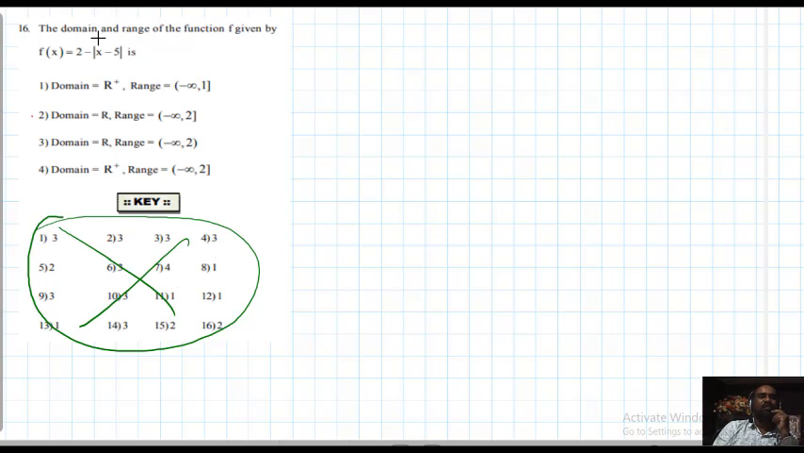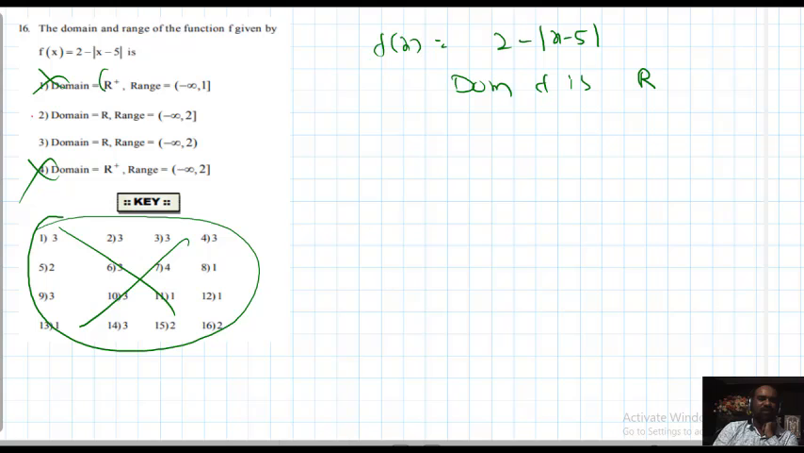Okay. The domain and range of the function, an interesting function, f of x equal to 2 minus mod of x minus 5. Obviously the domain is all real numbers. For every x, f of x is a real number only. The domain is all real numbers. So all our options are given. So this is not correct, this is not correct, because given R plus. So our answer may be in 2 and 3. One thing.